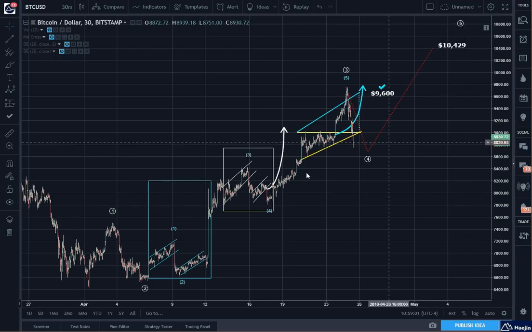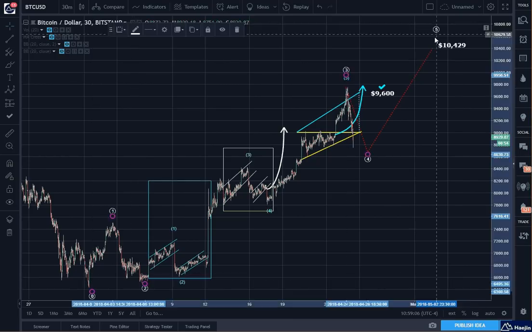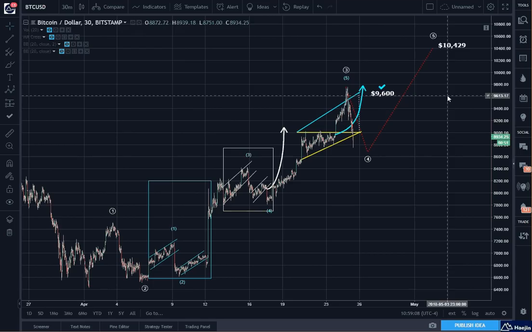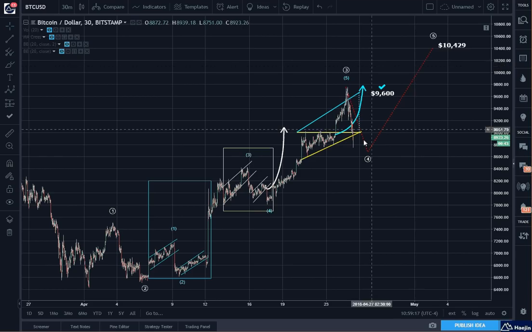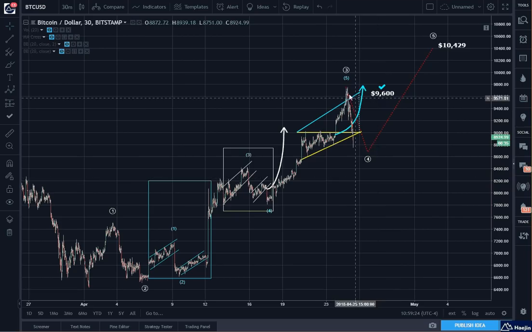So again, we have 1, 2, 3, 4, and 5. I think 5 will exceed the 10K. Maybe the 5 will be the 10,084 that I had earlier. I don't know. But this correction for wave 4, if this wave 4 is correctly called, then this wave 4 is very unlikely to take a very deep correction. Why? Wave 4 usually only retraces 38% of wave 3.